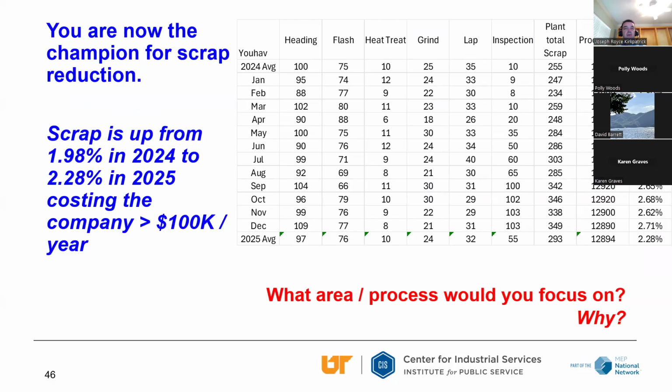Here's another example. We've got a scrap problem, and our scrap has gone up. It was 1.98% last year, and now it's 2.28%, and that's going to cost us over $100,000 a year. And here's the data. Where might we want to focus our efforts? Who wants to take a stab there?